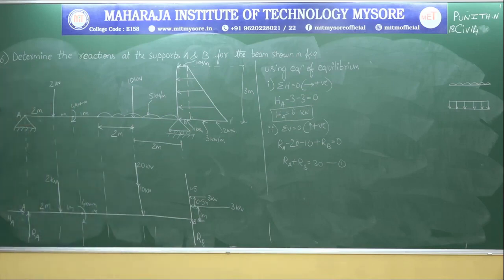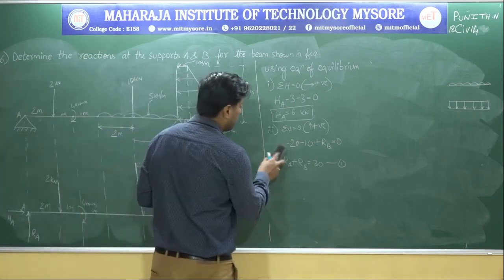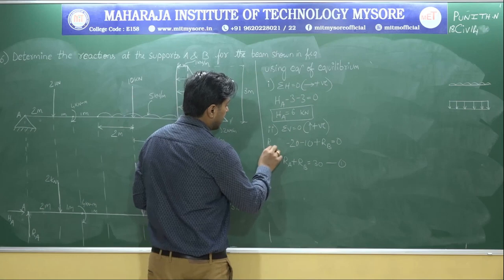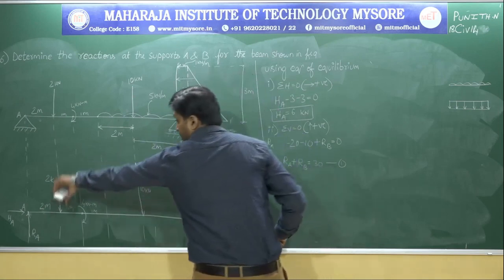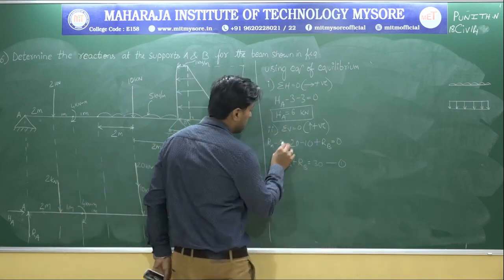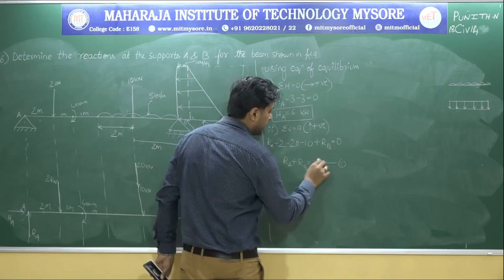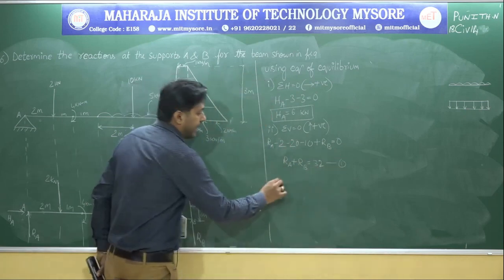So now, let me move on with, and one more thing, observe here, RA is acting in upward direction. So I have forgotten this particular value, minus 2 kilonewton, be careful. So it's minus 2. So don't you think that it's 32?